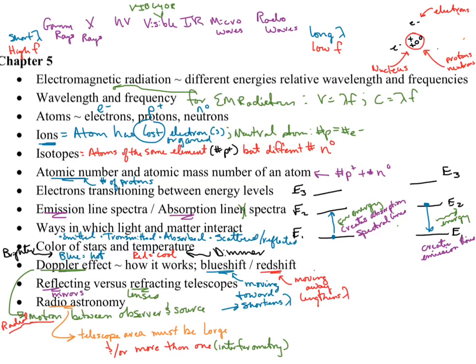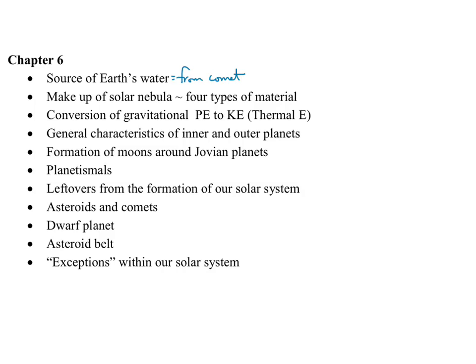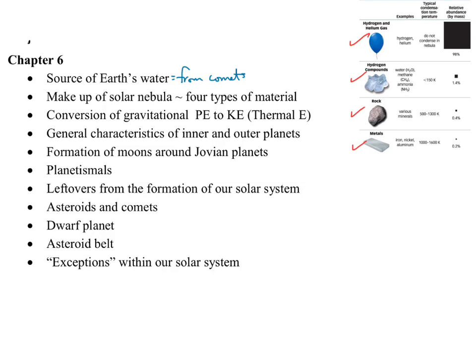And then on to chapter 6, which we just did, with the whole solar nebular theory. So Earth got its water from comets, crossing the frost line and depositing the water. Over here in this table, the check marks are next to the 4 components that were in the solar nebula. And the most abundant is the hydrogen and helium, and the least abundant was the metals.